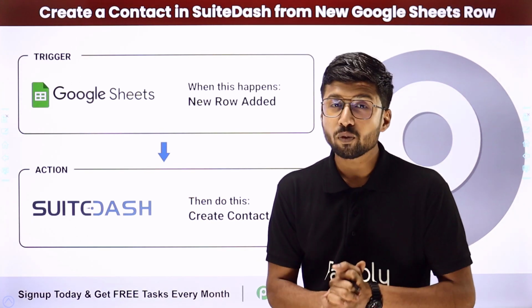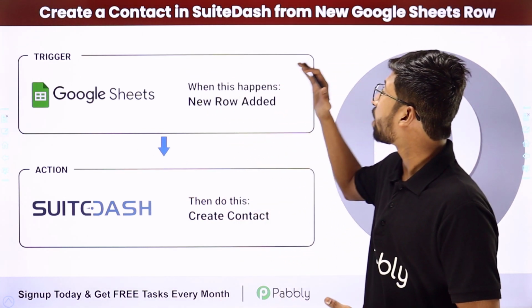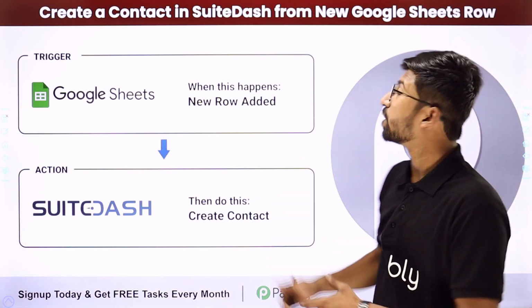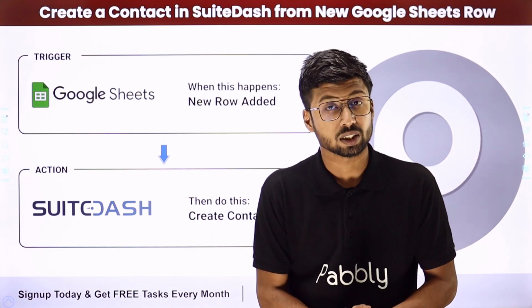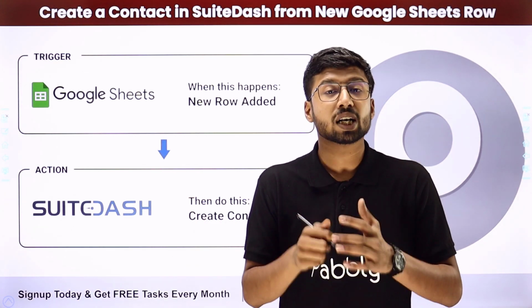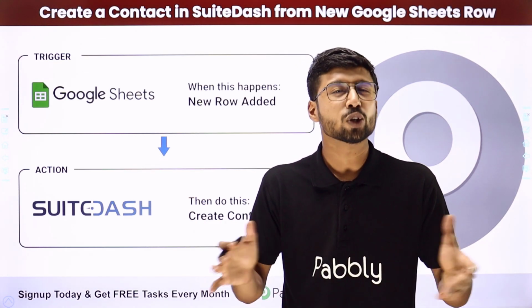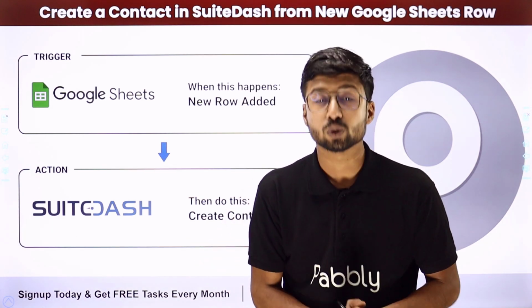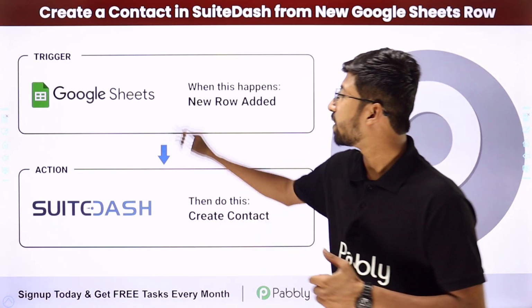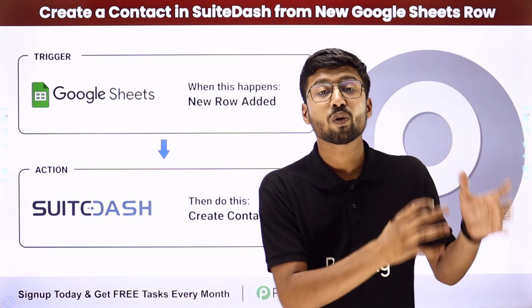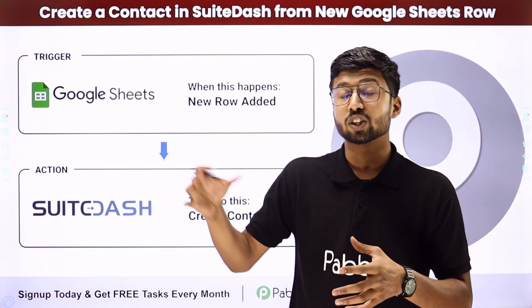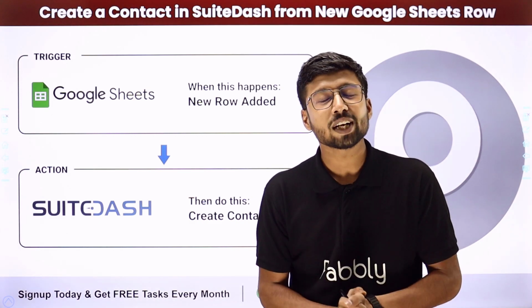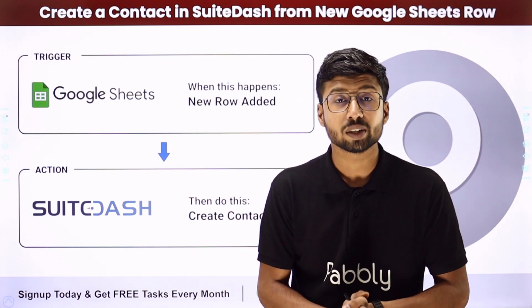So today in this video, we are going to learn how to create a contact in SuiteDash from a new Google Sheet row. Now suppose, guys, you are using SuiteDash to manage your business and you or your team members are adding the details of new leads or new contacts from multiple sources into a Google Sheet. Now you want that whenever a new row of user details is added into the Google Sheet, you want to add that same person as a contact in SuiteDash. So let me tell you, you can completely automate this process.